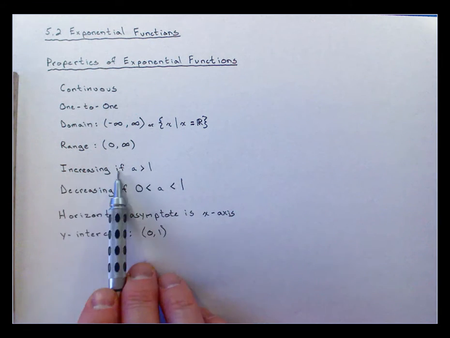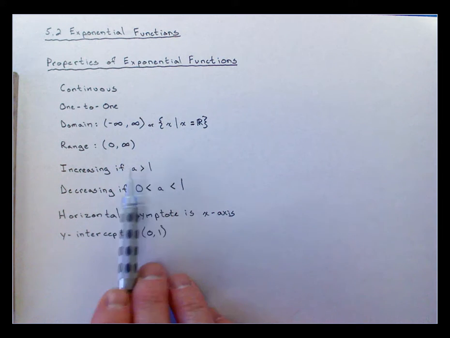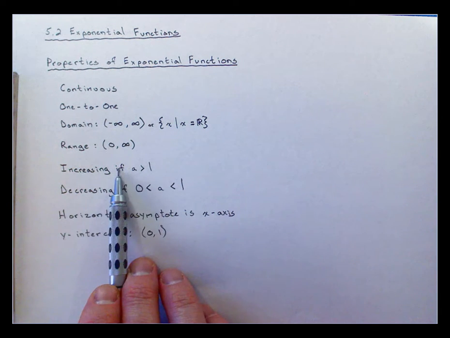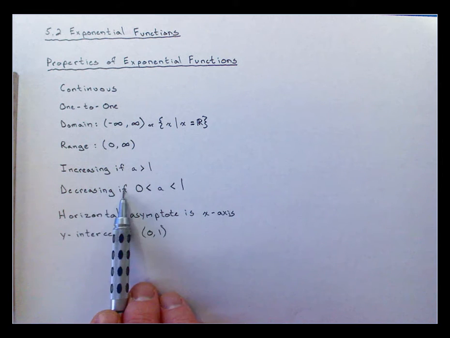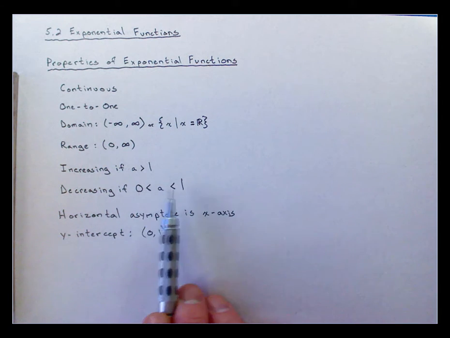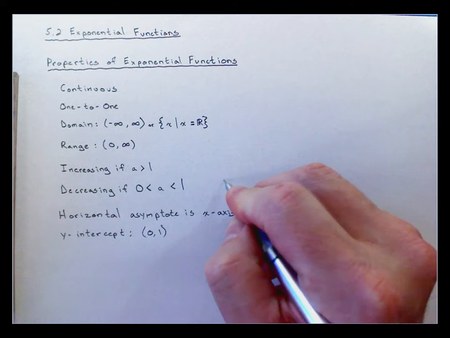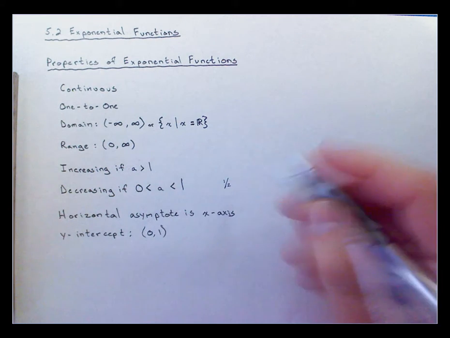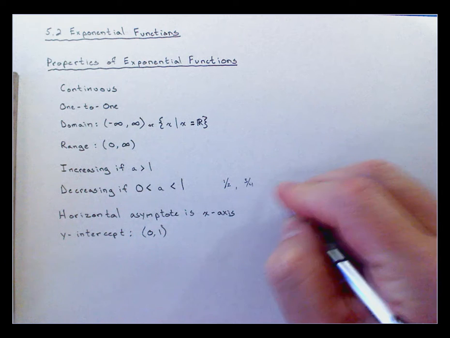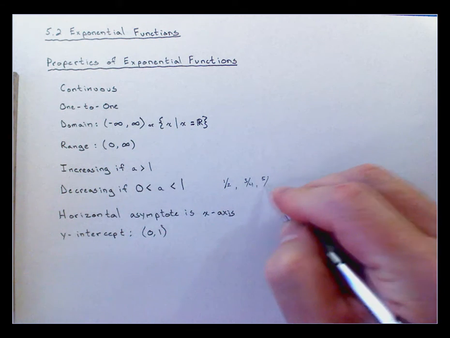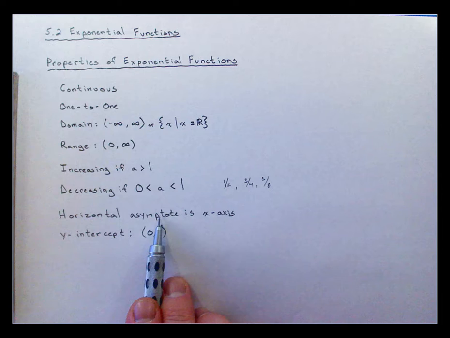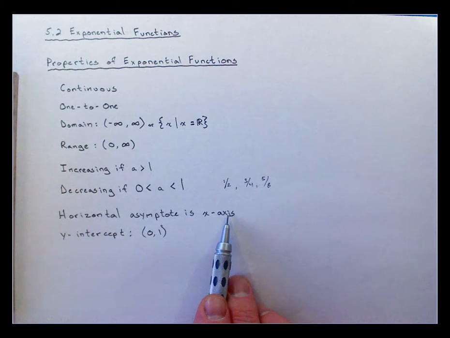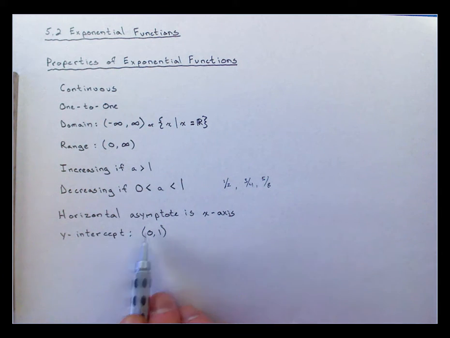It is an increasing function if a is greater than 1, meaning my base is greater than 1. It is a decreasing function if a is between 0 and 1, meaning fractions. Anytime you see this, this is a way to describe fractions: 1/2, 3/4, 5/8. Okay. The horizontal asymptote is the x-axis. The y-intercept for all of your exponential functions is (0, 1). Those are the properties of exponential functions.